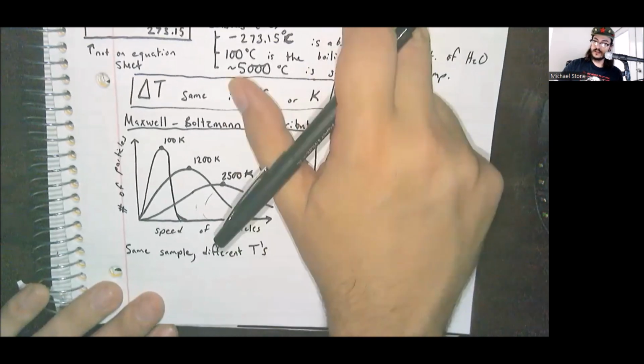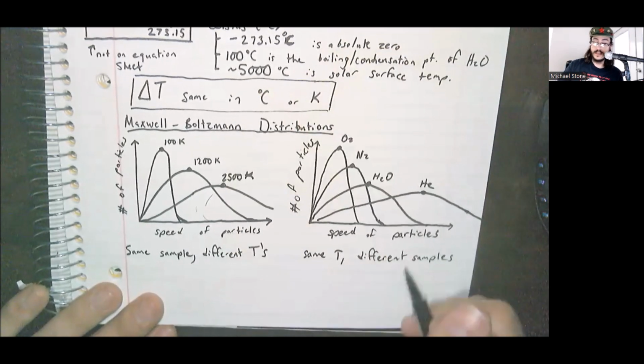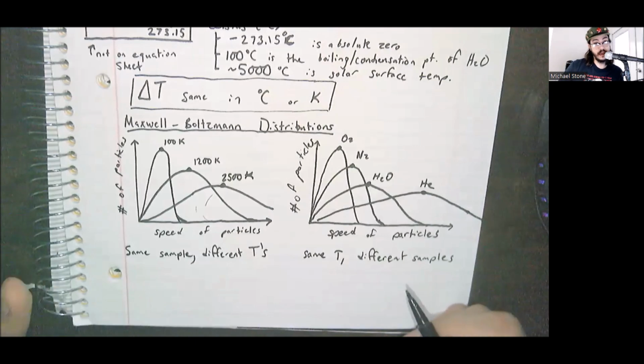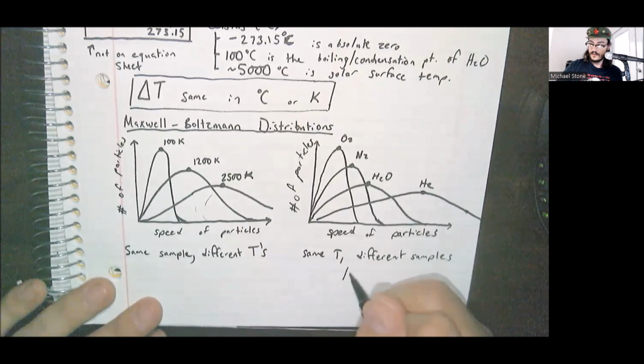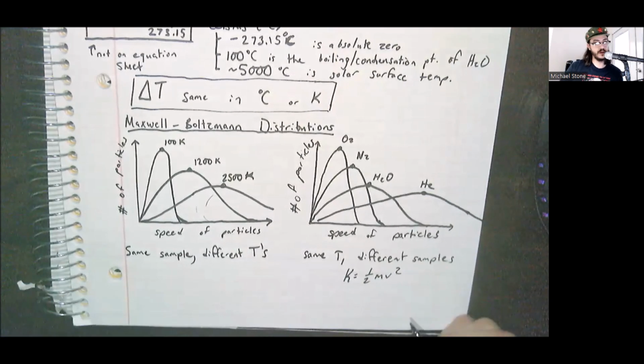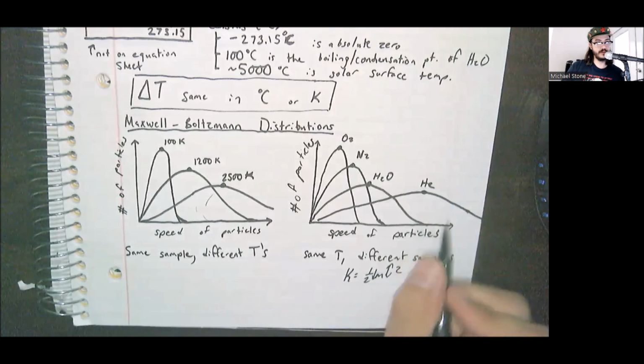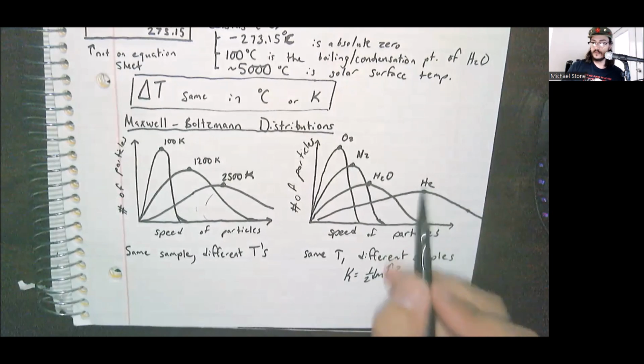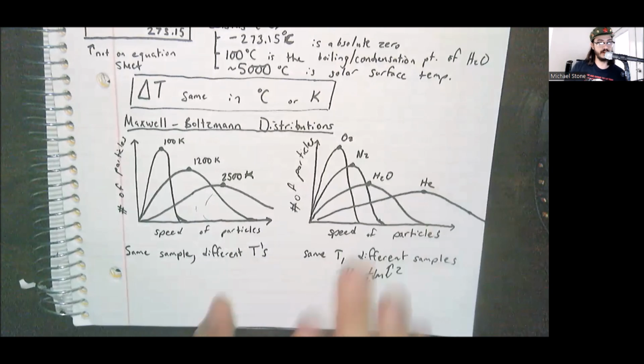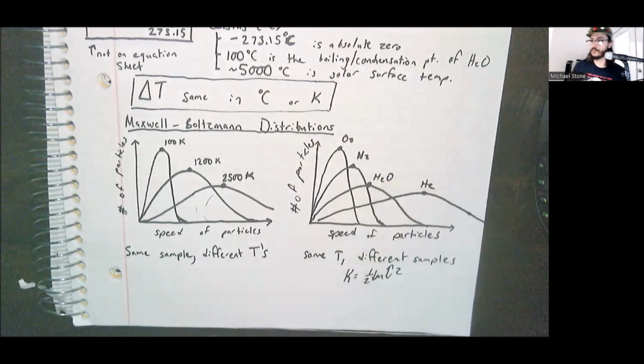Remember, temperature is a measure of the average kinetic energy. These all have the same average kinetic energy, right? Well, kinetic energy is 1/2 mv squared. So if we looked at one particular particle, if your mass goes down, your speed has to go up. So it makes sense that the speed of particles would be highest in the lightest of these samples.